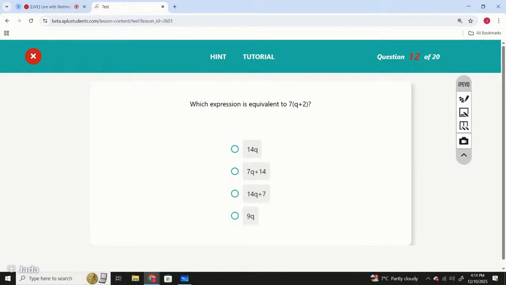Which expression is equivalent to 7 times q plus 2? That is 7q plus 14. Option number 2 is the correct option.